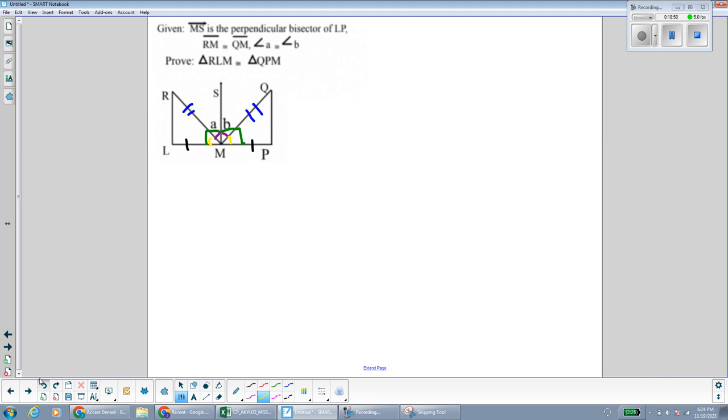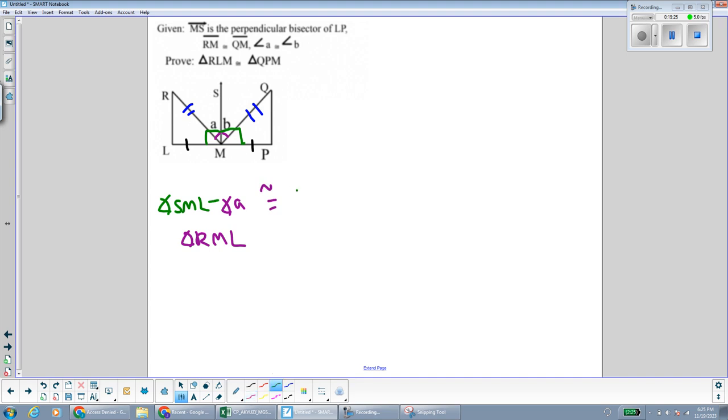So since we have information about the larger right angles and about the piece of the right angle, we can make it smaller to get the piece inside the triangles that we want. And that's the subtraction postulate. So let's talk about what we would be subtracting. This right angle is angle SML. And if we take away the purple part, angle A, then we're left over with the piece inside the triangle that we want, angle RML.